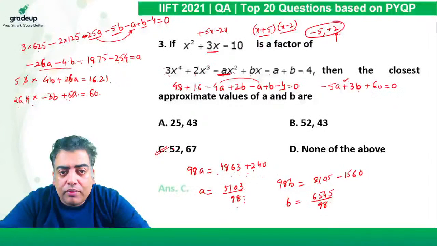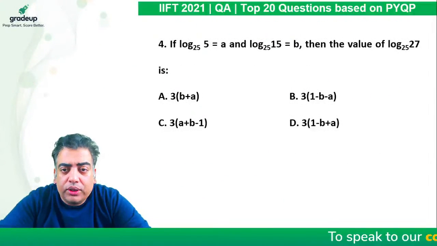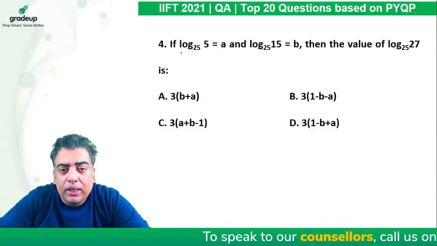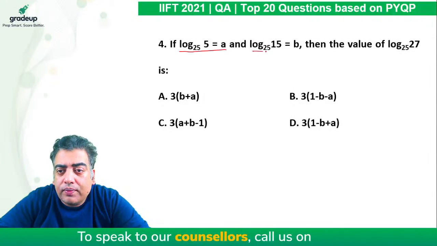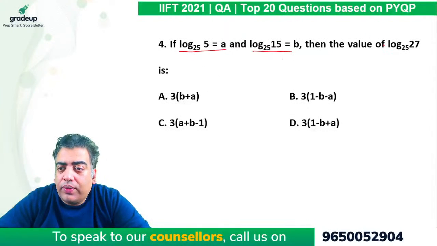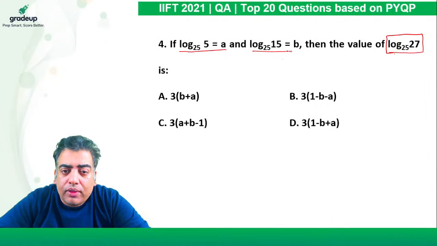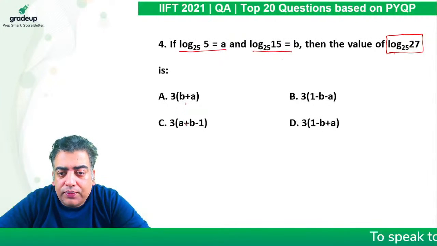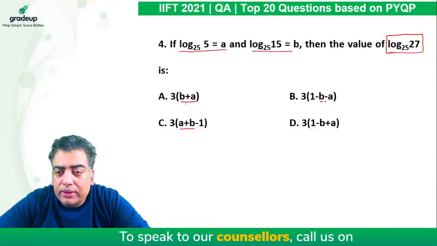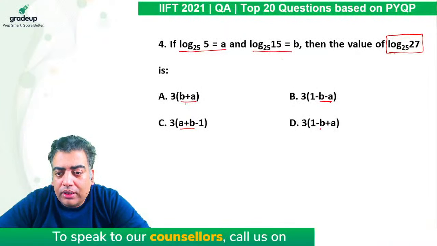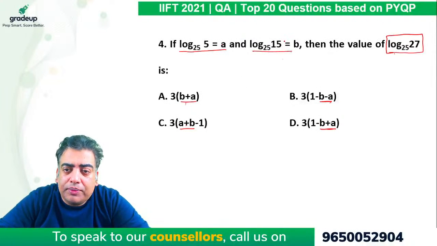In the fourth, we are given two equations for log, and we are required to find the value of log 27 to the base 25. So we need to modify these equations. As per the answer options, if we check, it is a plus b, a plus b. Here again, it is 1 minus a plus b. This is the only option with a minus b. So let's do the a plus b calculation first.